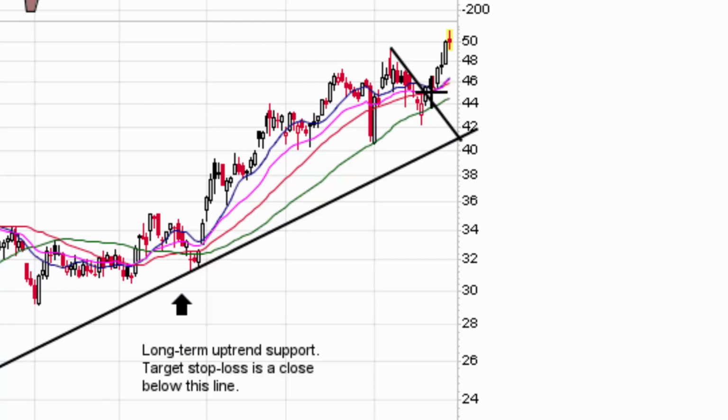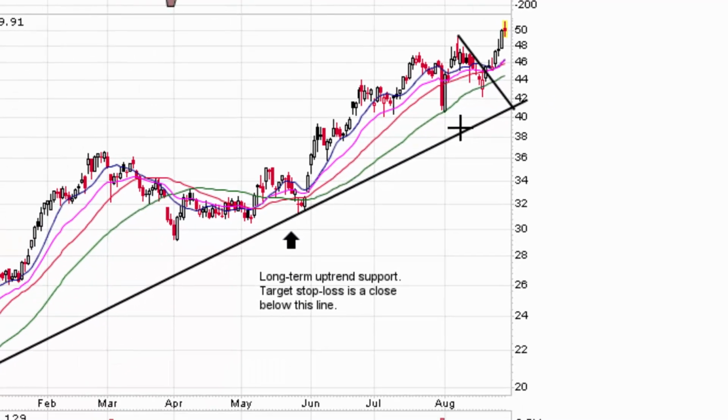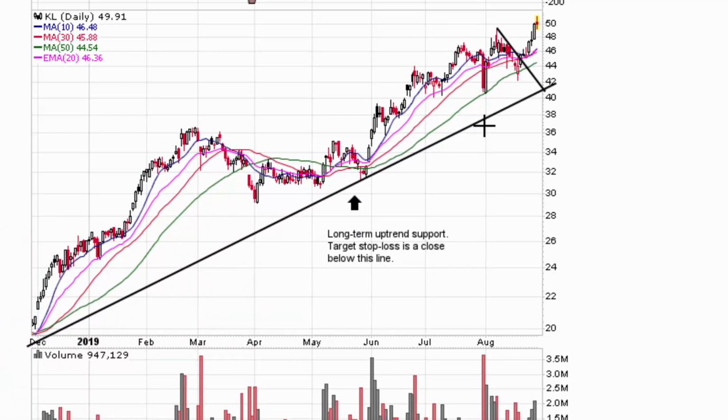Once it hit the entry point, we jumped in and took most of it off this morning at our target, which was a little below the target. Actually, we waited this morning to see if it would continue higher and go above that target sell price, and it didn't do that, so we went ahead and took most of our profits up here around 50.70.